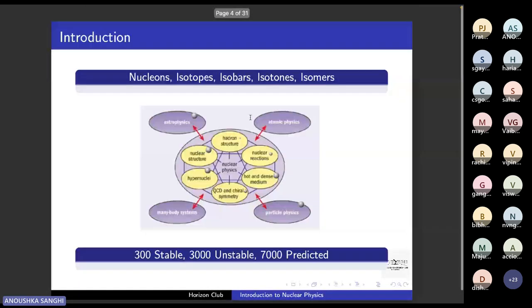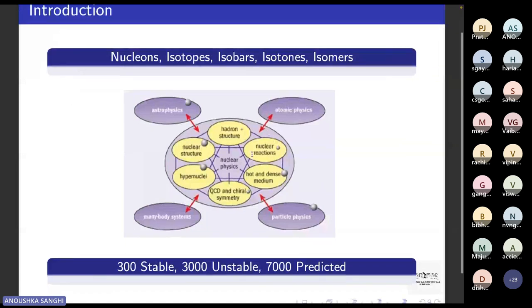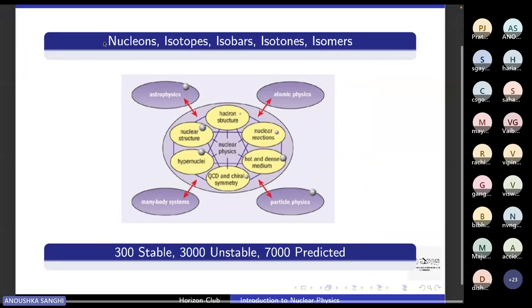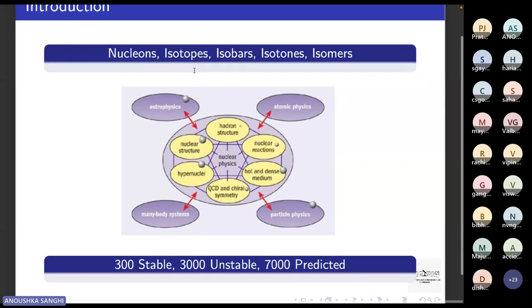And one more thing which shows, just like in this picture, the link of nuclear physics to many fields of physics: atomic, astrophysics, or if we explain about many-body systems, then we can study nuclear physics, and there are various terms written. So you must be knowing about these. These are the basic terms, like nucleons, when we talk about protons and neutrons together, and terms like isotopes and all.